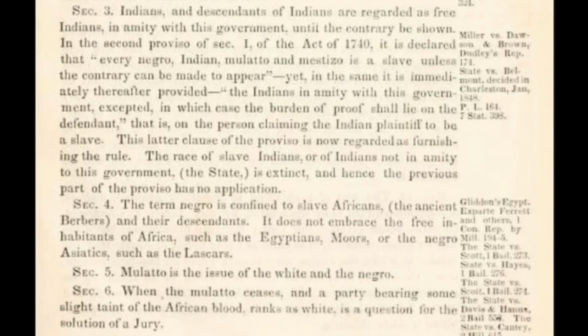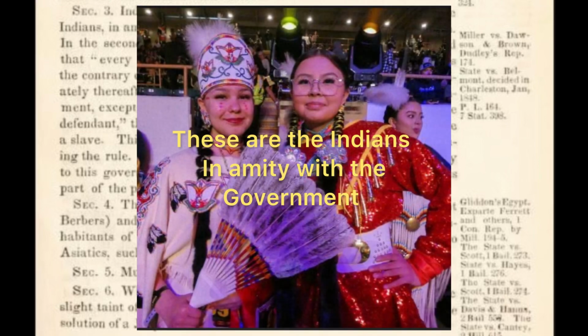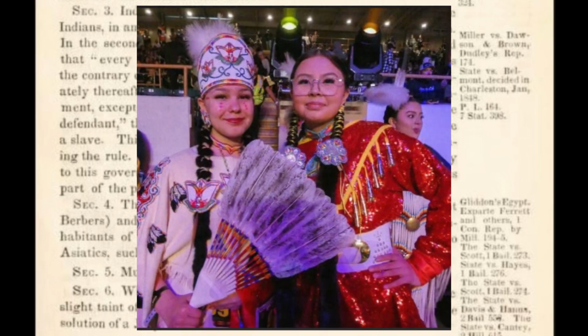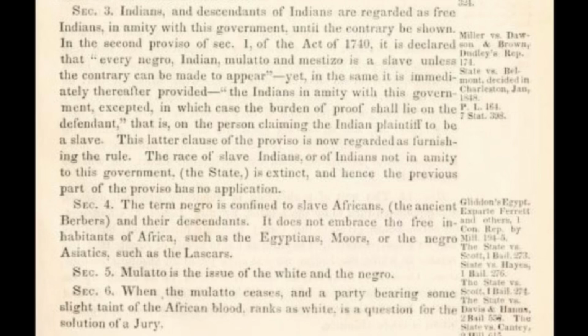Indians and descendants of Indians are regarded as free Indians in enmity with this government. Enmity means friendly relations, until the contrary be shown. In the second proviso of Section 1 of Act of 1740, it is declared that every Negro, Indian, mulatto, and mestizo is a slave unless the contrary can be made to appear. Yet, in the same, it is immediately thereafter provided the Indians in enmity with this government accepted, in which case the burden of proof shall lie on the defendant, that is, on the person claiming the Indian plaintiff to be a slave. The latter clause of the proviso is now regarded as furnishing the rule.